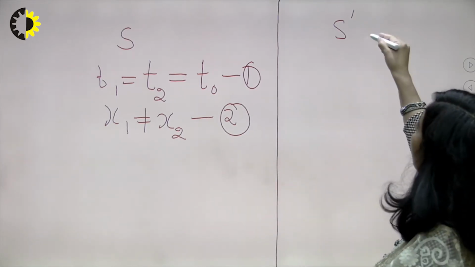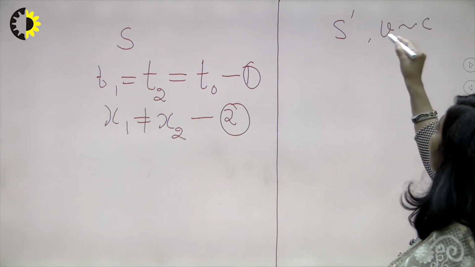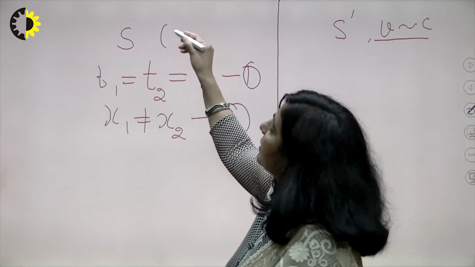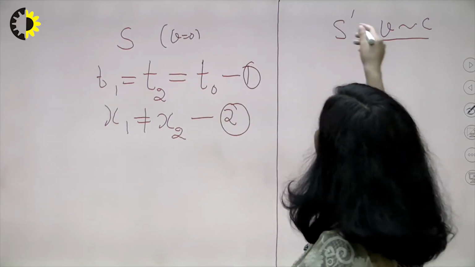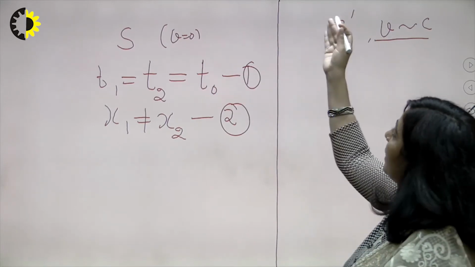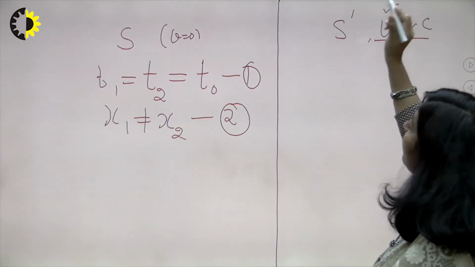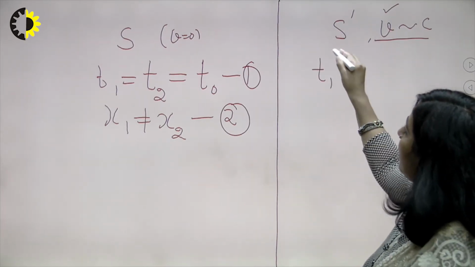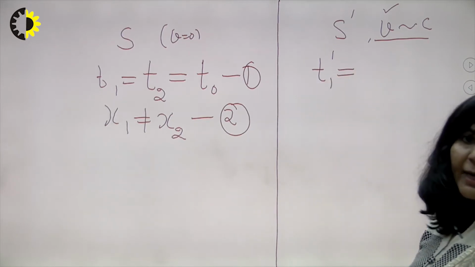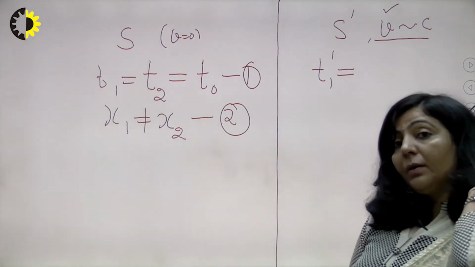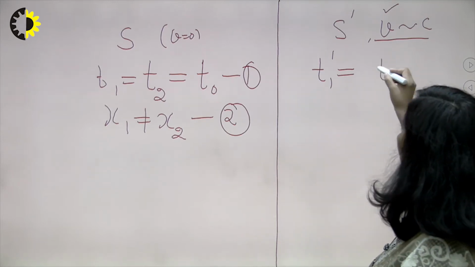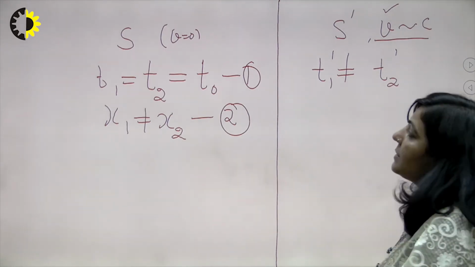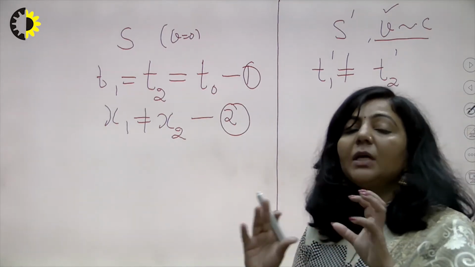So suppose this second inertial frame is moving with a relativistic speed with respect to the first inertial frame, and let this frame be at rest. So this one is at rest and this particular frame is moving with respect to S. If it is moving with constant uniform velocity, then both the frames are inertial. So you have to prove that if the first event for S dash happens at t1 dash time and the second one at t2 dash time, then these two events are not simultaneous for S dash frame. I hope the question or the statement is clear.